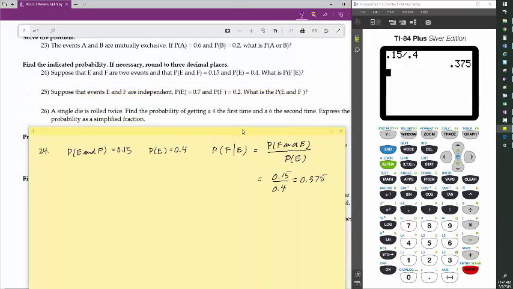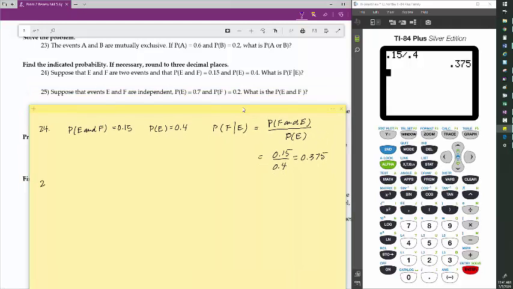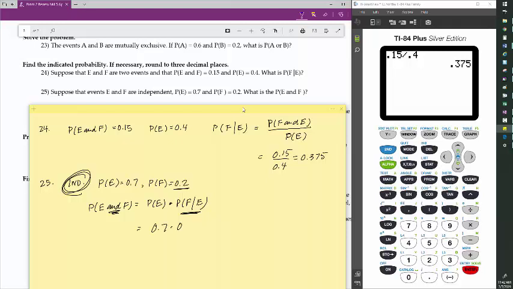It's pretty similar for the next one too, number 25. Two events are independent. The probability of E is 0.7 and the probability of F is 0.2. We want to find the probability of E and F, the likelihood of them happening together at the same time. The probability of E and F means multiply by the probability of F, given that E has occurred. However, since the events are independent, the conditional probability of F given E is no different than just the probability of F. So the probability of E, 0.7, times the probability of F, 0.2, multiply those together, we get 0.14.